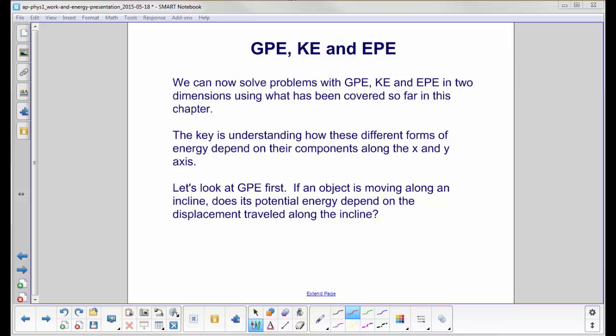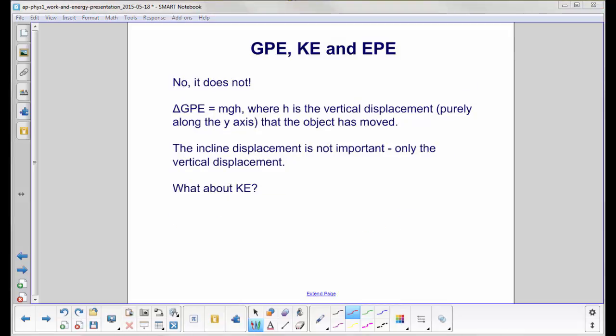If an object is moving along an incline, does its potential energy depend on its displacement traveled along the incline? No, it does not. The change in gravitational potential energy, which is equal to mgh, where h is the vertical displacement or the y component of the motion, is the only thing we worry about. The inclined displacement is not important. Previously we used the letter d for that. D is in delta. We only care about the vertical displacement.